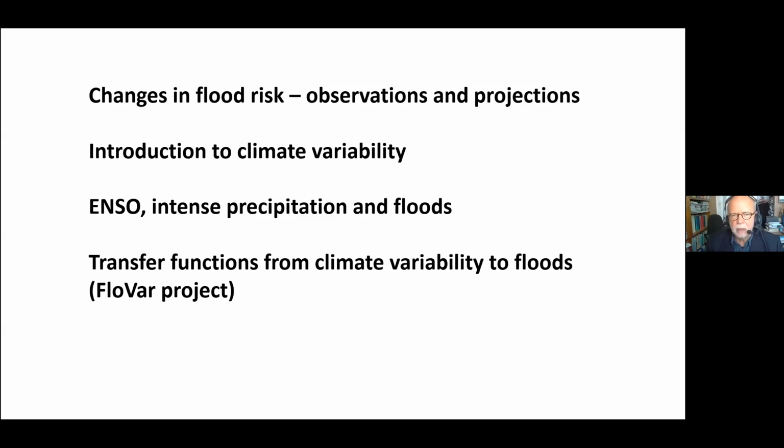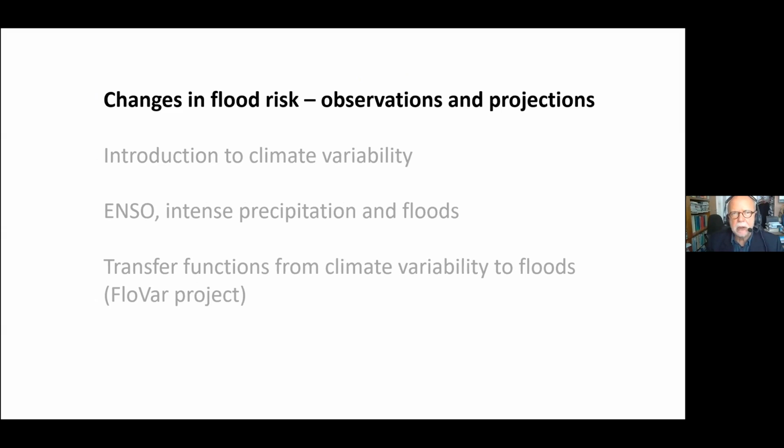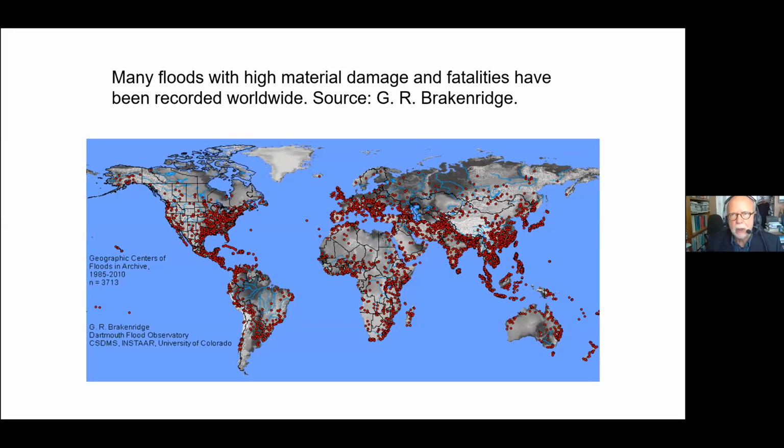Let me start from changes in flood risk, observations and projections. Many floods with high material damage and fatalities have been recorded worldwide in last decades. This is the map covering 25 years, 1985 to 2010, and it stems from a flood observatory established by Robert Breckenridge in the States, first in Dartmouth, now in Colorado. So you see there are many red points everywhere, marking the floods that are considered in a flood observatory database.